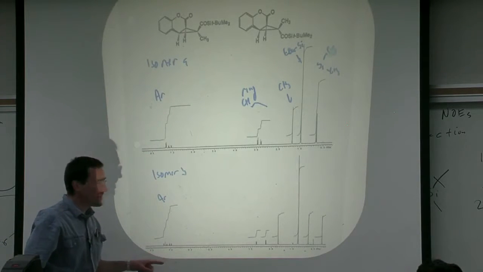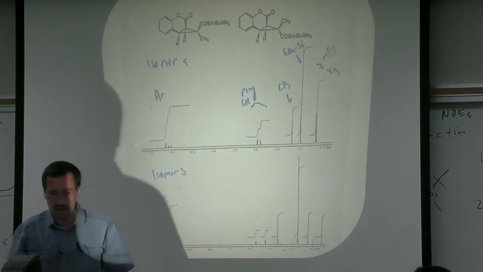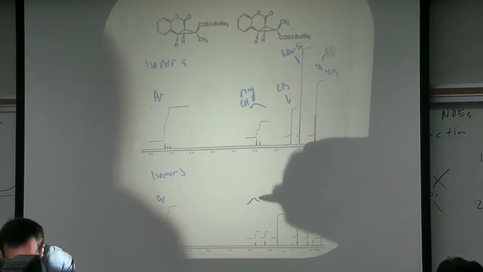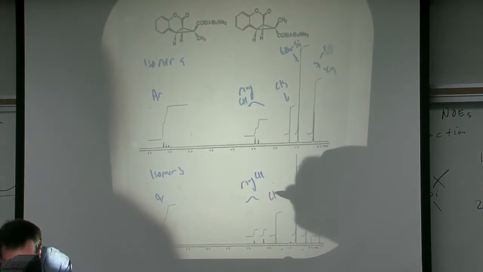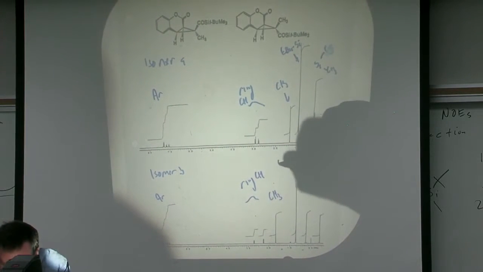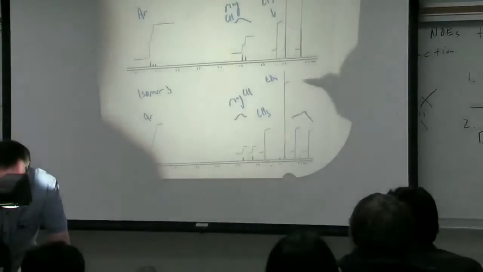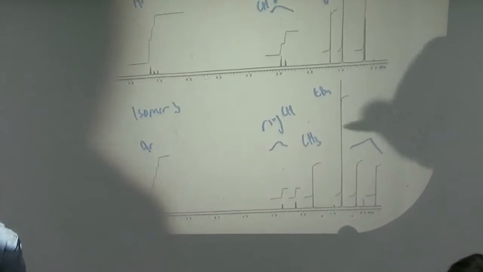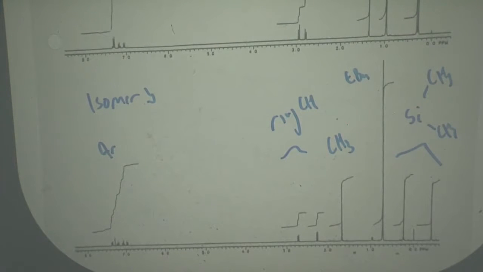And so isomer B, we see a similar thing. We see our aromatic resonances. We see our ring CHs. We see our methyl, tert-butyl. And now we see our 2 methyls on silicon. All right. Why do we get 2 peaks for 2 methyls on silicon?